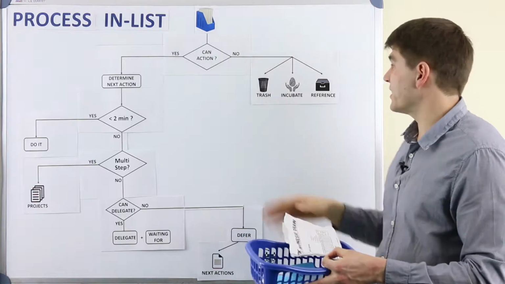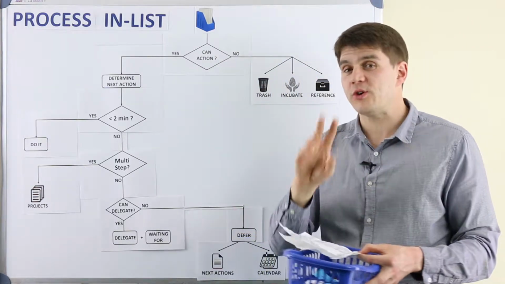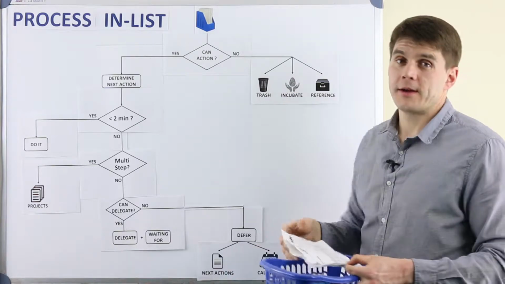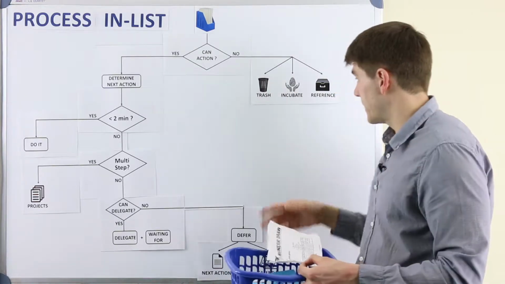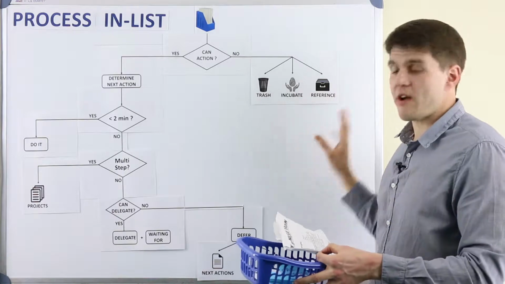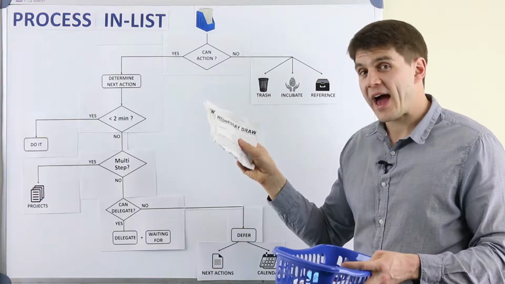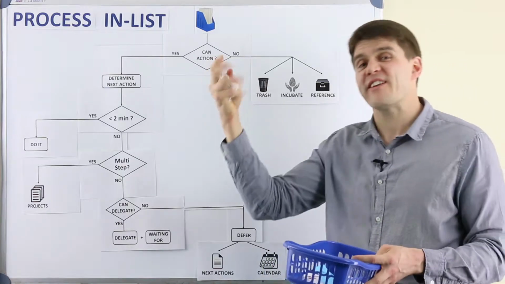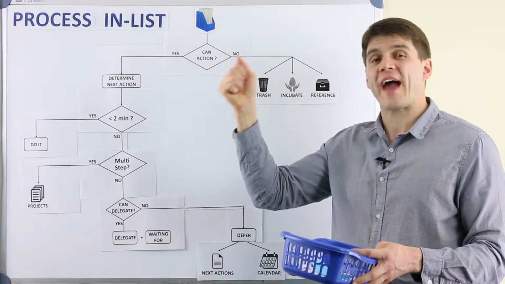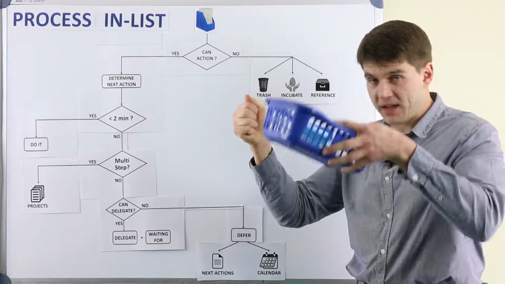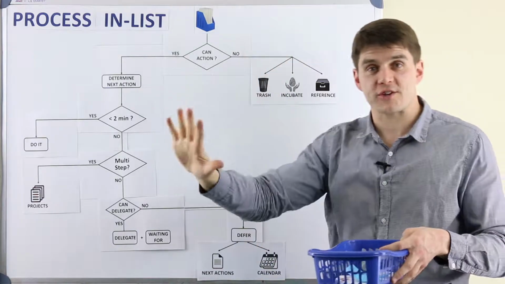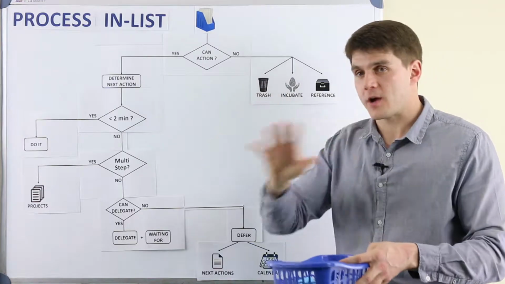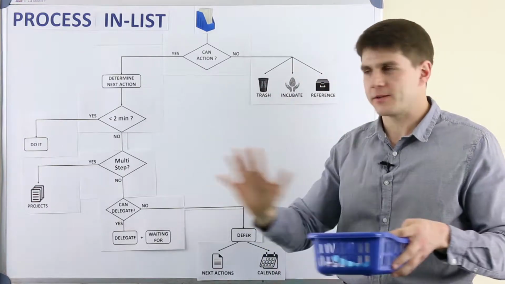So I can't action it. Now you have 3 choices. Choice number 1, to trash it. My favorite. Then you can also incubate and reference, but in this case, I can trash it. I don't need it anymore. It's useless. And this is my favorite way of handling things from the basket. Boom, in the trash, straight away. The more things you can put in there, the better. Off your mind, off your list.